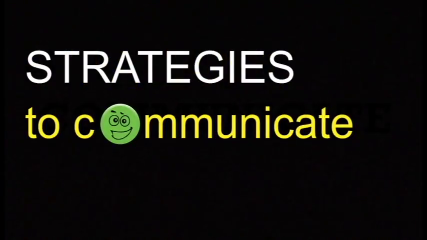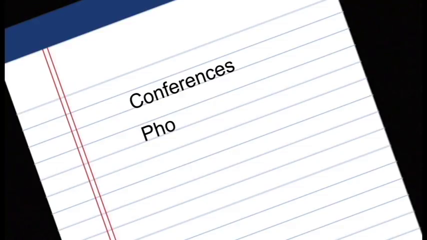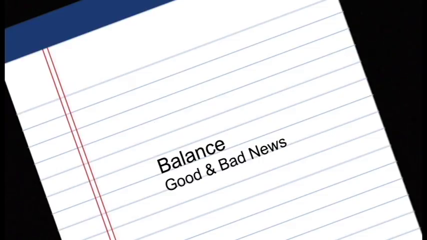Strategies to communicate with parents. Notebooks are a way for teachers to write back and forth with parents and stay in touch with them. Conferences are a time when teachers can report how the child is doing at school. A phone call can be a short conversation to check in regarding how the child is doing. When communicating with parents, be sensitive and balance the good and bad news.